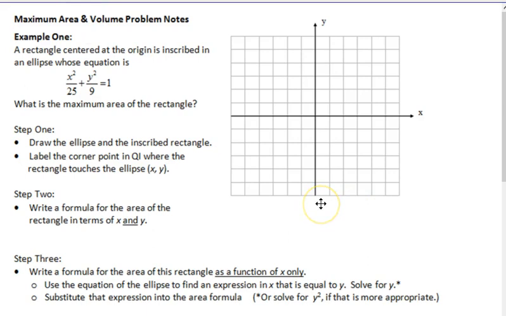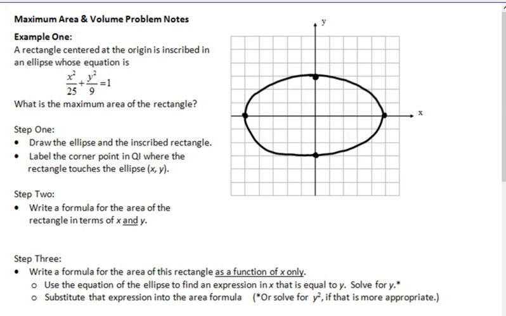Let's first of all start by drawing the ellipse that we are investigating. So a rectangle is centered at the origin and is inscribed in this ellipse, which is also centered at the origin. This ellipse goes 5 in the positive x direction and the negative x direction, and 3 in the y direction. So I'm going to sketch my ellipse here, and then I'm going to inscribe a rectangle.